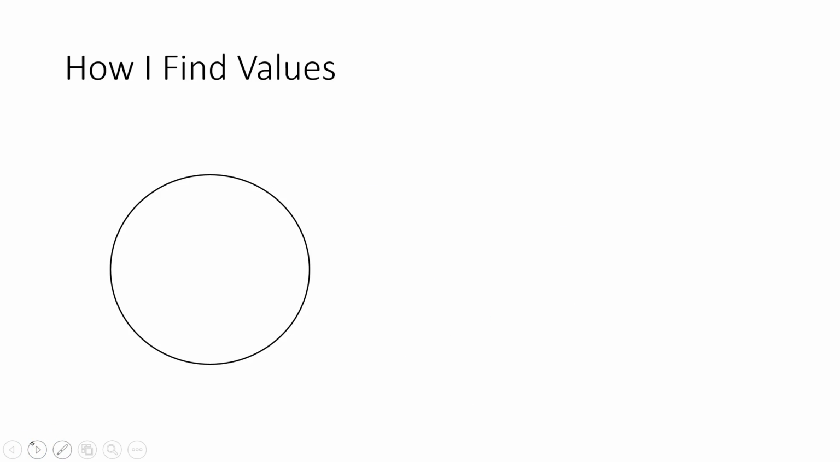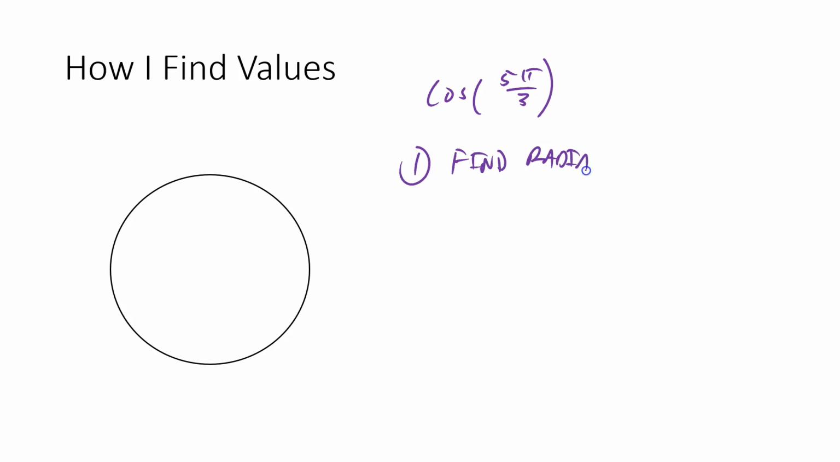So let's talk about how I find values here. Just as an example, let's say I was going to do cosine of 5 pi over 3. Okay, so first thing I'm going to do is find the radian value. This is the steps we talked about. If I think about the circle here, I'm going to go 1, 2, 3, 4, 5, 6, 7, 8, 9, 10 pi over 6 right here. So 10 pi over 6 is 5 pi over 3, same thing. So it's just beyond 270, or just beyond 3 pi over 2 at the bottom there.